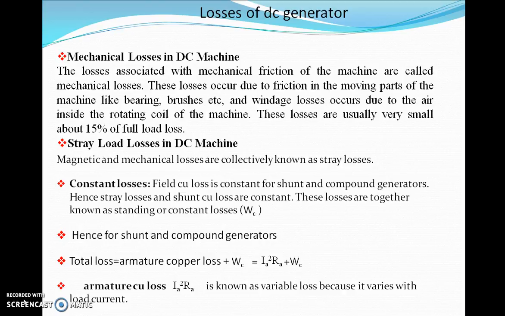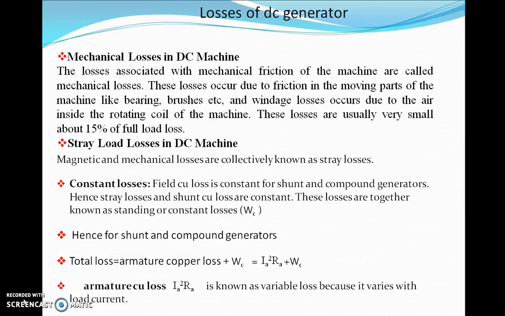The next loss is the mechanical losses. The losses associated with mechanical friction of the machine are called mechanical losses. These losses occur due to friction in the moving parts of the machine like bearings and brushes. Windage losses occur due to the air inside the rotating coil of the machine. These losses are usually very small, about 15% of the full load loss.